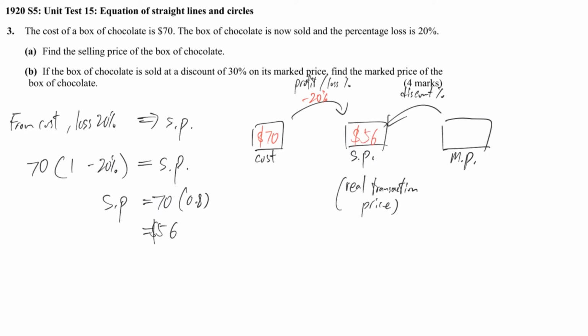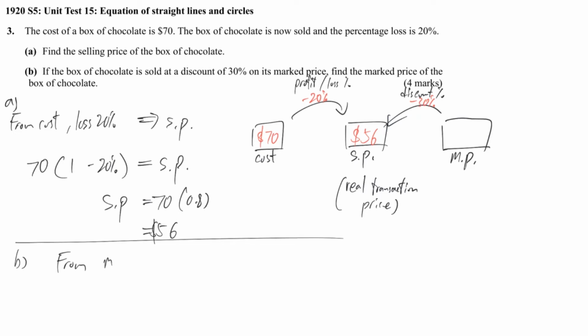And then in part B, the story continues. If this chocolate is sold at a discount of 30%, that means from the original price, we deduct 30% and it becomes the selling price. So minus 30% here. And then we just write down the relation between market price and selling price by using the arrow.